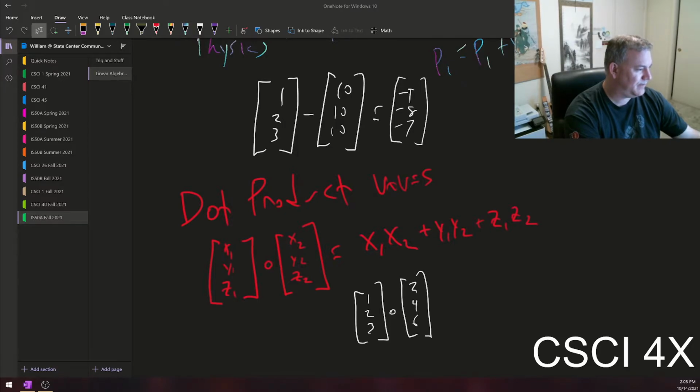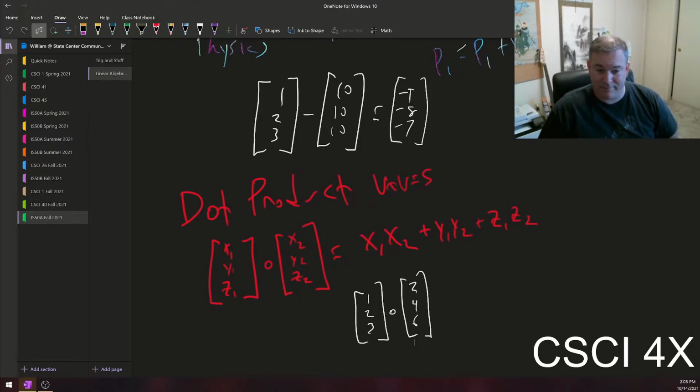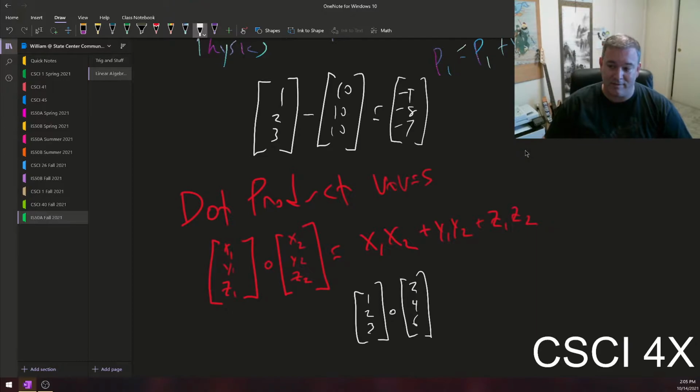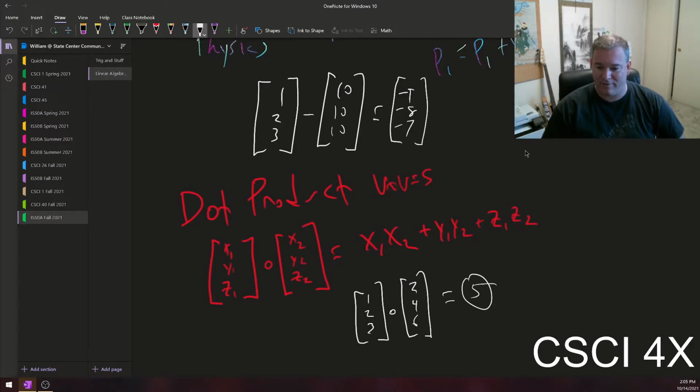Yeah, it's addition. This is not addition. This is dot product. So dot product is not going to give a vector. You're going to get a single number out. You're not getting a vector. You're getting a single number, like 5 or something like that.